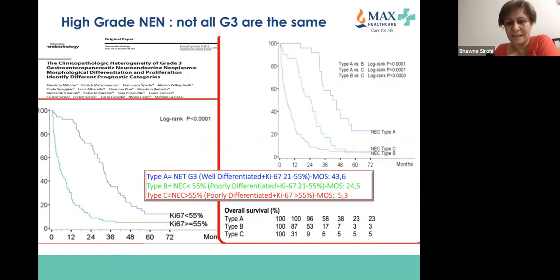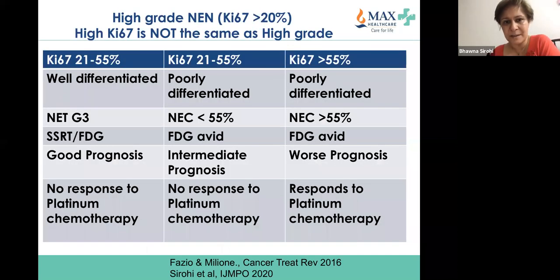You have this type A, where you have a well differentiated grade 3 neuroendocrine tumor with a Ki67 which is more than 20%, but less than 55%. Type B is a carcinoma which has a Ki67 less than 55%, and type C is more than 55. And as you can see, of types A, B, and C, type C has the worst outcomes.